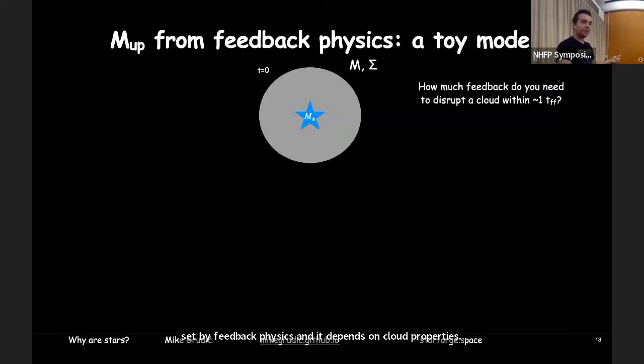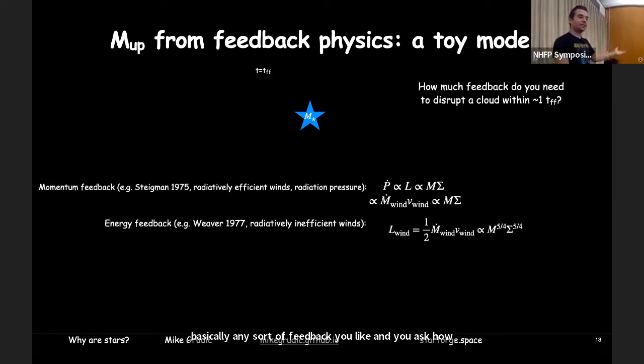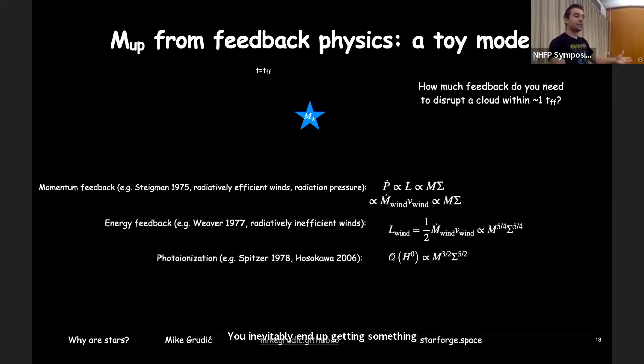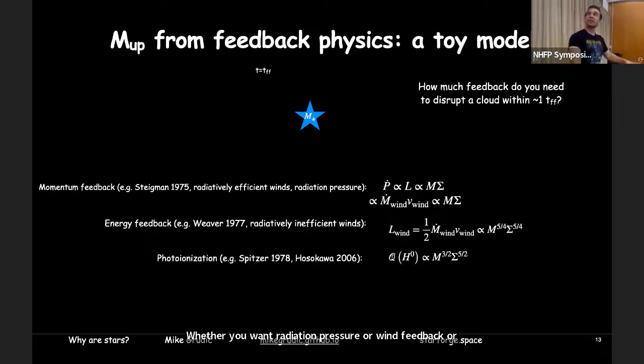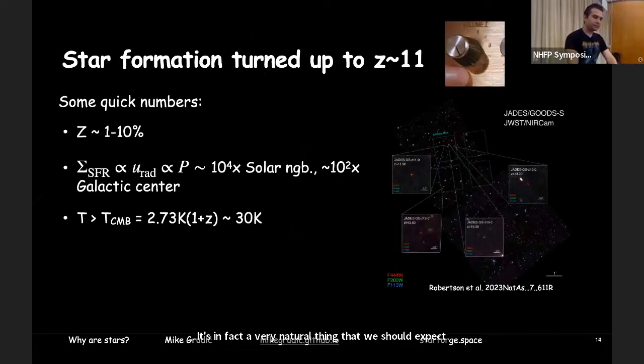And this is sort of a natural thing. If you consider basically any sort of feedback you like, and you ask how much feedback you need to disrupt a cloud within a free fall time, you inevitably end up getting something that scales with both the mass and the surface density of the cloud, whether you want radiation pressure or wind feedback or photoionization. It always works something qualitatively like this, some positive power of M and sigma, the surface density. So it's easier to form more massive stars in denser, more massive clouds, it seems. It's in fact a very natural thing that we should expect a sort of variable upper limit on the mass of a star you can make.